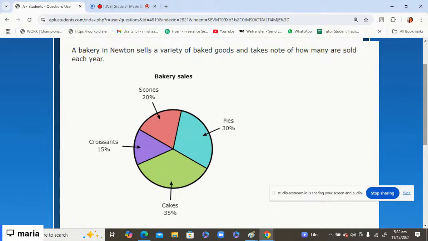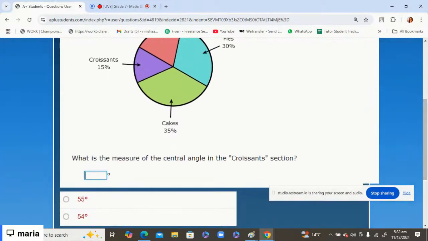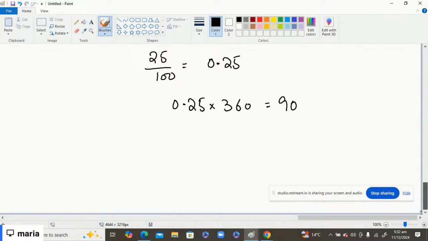A bakery in Newton sells a variety of baked goods and takes notes of how many are sold each year. Bakery sales are given: scones 20%, pies 30%, cakes 35%, and croissants 15%. What is the measure of the central angle in the croissants section? Only 15% is given. So 15% of 360. We're going to find it out and then write the answer.